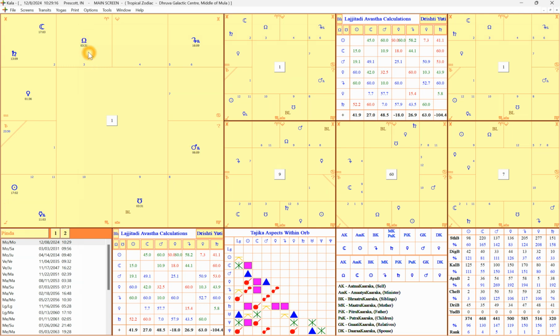In the Chaturvimsamsa, where we divide each sign into four parts, Aries is the first part of Aries, Cancer is the second part, Libra is the third part, Capricorn is the fourth part. Okay? Then in Taurus, the first part is Taurus, the second part is Leo, the third part is Scorpio, the fourth part is Aquarius.